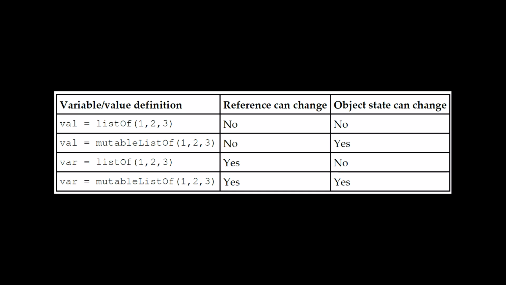Val with mutableListOf 1, 2, 3, a mutable list. Reference can change, no. Object state can change, yes, you can add or remove elements. Var with listOf 1, 2, 3. Reference can change, yes, you can assign a new listOf or mutableListOf. Object state can change, no, the current listOf is immutable. Var with mutableListOf 1, 2, 3. Reference can change, yes. Object state can change, yes. This table really highlights the power and flexibility Kotlin gives you by making the mutability of the reference distinct from the mutability of the object's contents.